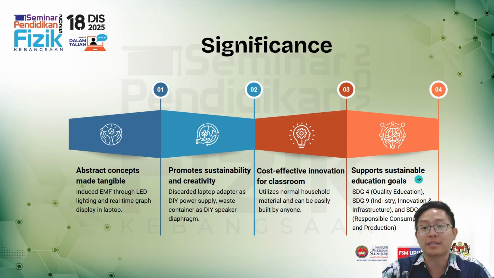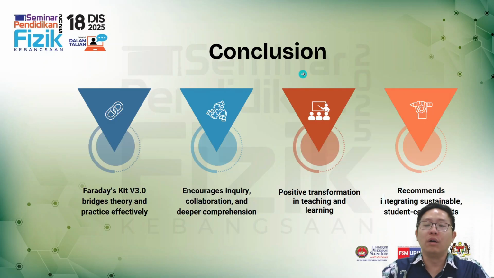It also supports the sustainable education goals: SDG 4, quality education; SDG 9, innovation; and SDG 12, responsible consumption and production. Conclusion: I can say Faraday's Kit version 3.0 has bridged theory and practice effectively. It is a positive transformation in teaching and learning.